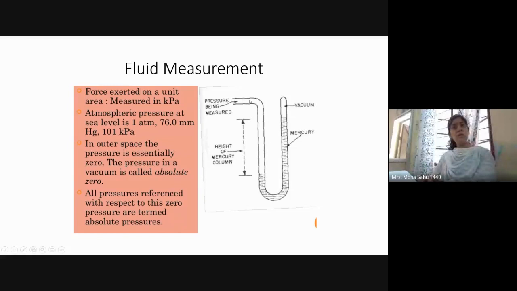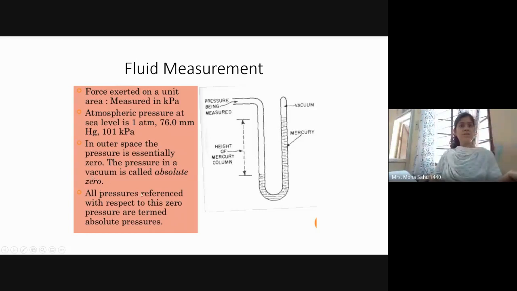So all of us know it is measured in kPa. Atmospheric pressure at sea level is 1 atm. It can also be given in mercury, as 76 cm of mercury, or 101 kilopascal. This is the standard atmospheric pressure. In outer space, the pressure is generally 0. The pressure in vacuum is also called absolute 0.